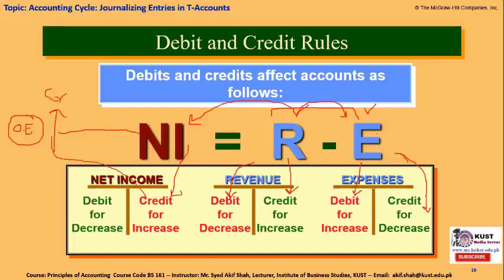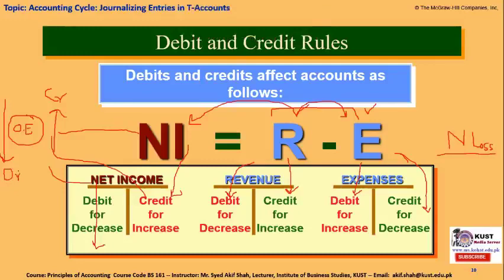Similarly, if the expenses are greater than the revenue, in that case we get a net loss. Rather than having net income, we have a net loss, and loss is normally a debit entry. So we will have a debit for decrease in net income, which will later decrease our owner equity. And when there is a decrease in owner equity, we have already learned that the rule states to make a debit entry in the owner's equity section.